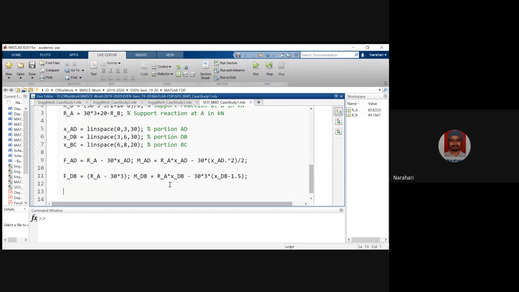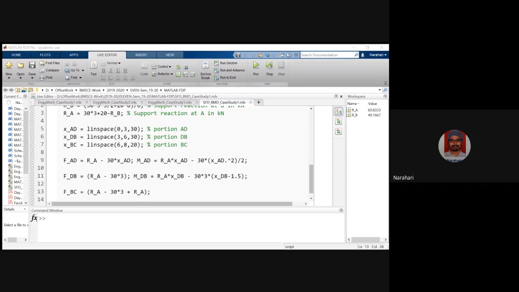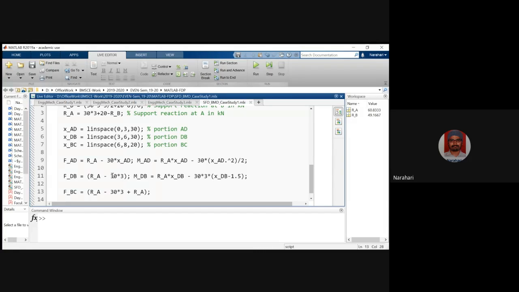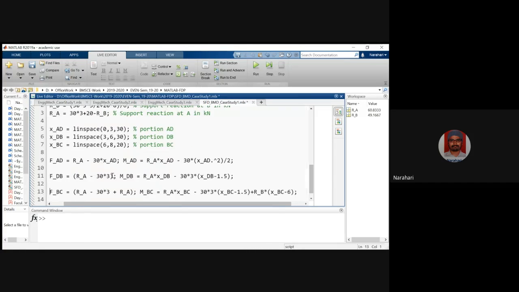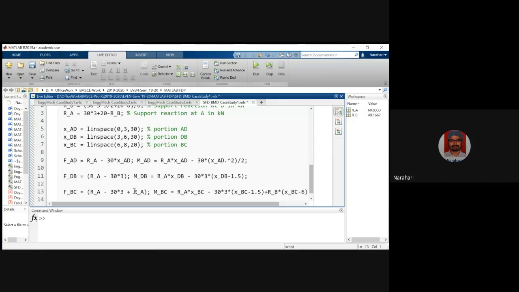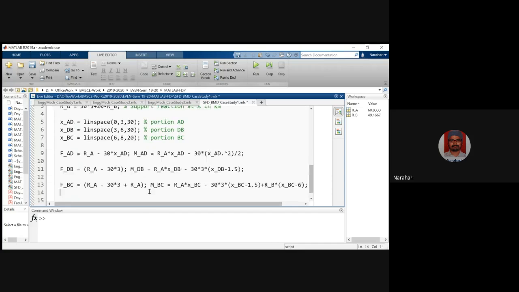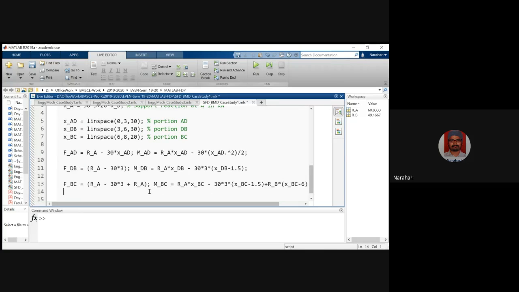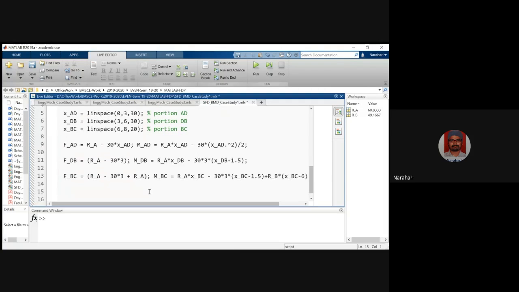So I will just write this one, and similarly I'll just write this one here. Okay, so I have the FBC and MBC, force in BC portion, moment in BC portion. Now all I have to do is merge these separate vectors.